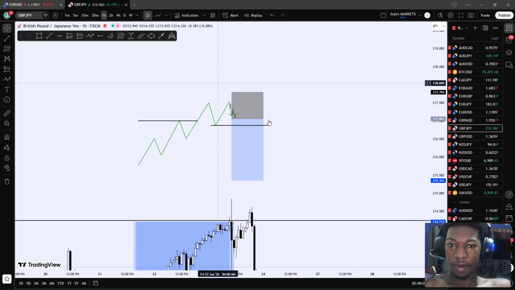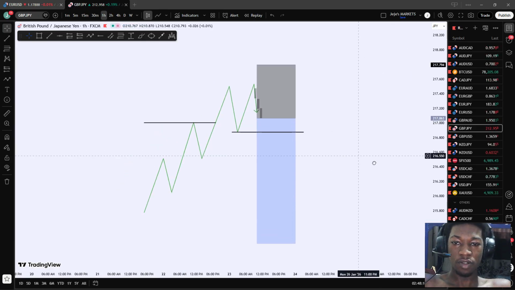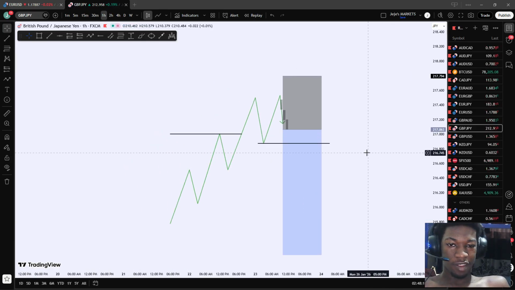So let's come back right here. The candlesticks also play a big role. If you're looking for rejections, look at the wick. If you're looking for reversals, look at the wicks. If you're looking for breakouts, look at the body.